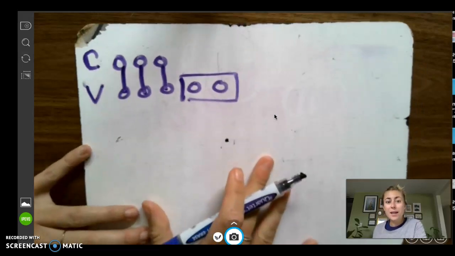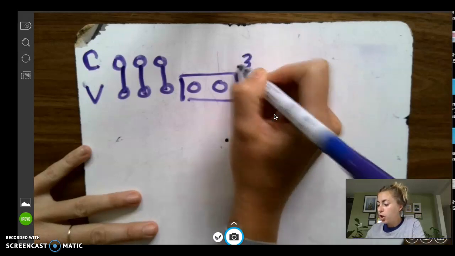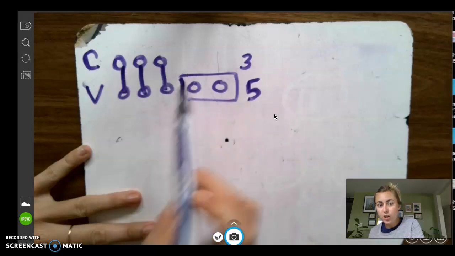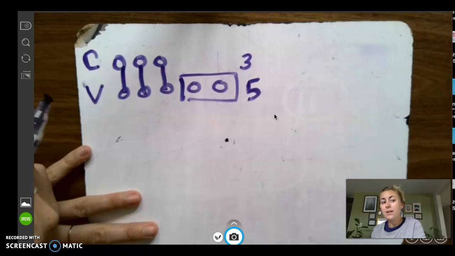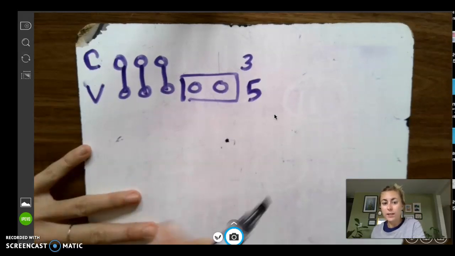But let's make an equation to show. So if there's 5 vanillas and 3 chocolates, I can subtract what's the same to find the difference. And that's how we're going to do it today, subtracting to find the difference.